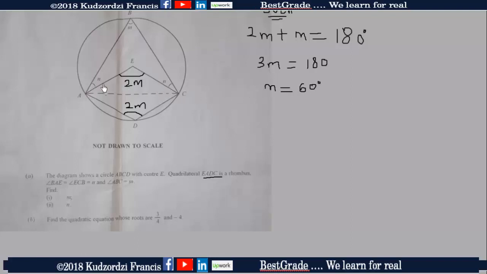We are now left with the value of n. Now note that since this is 60, this will be 120 degrees. So if this is 120 degrees, this is a radius of a circle, this is also a radius of this circle. Therefore it is an isosceles triangle. The base angles of this isosceles triangle are equal. So if this is 120, 2 times 60 will give us 120. So this angle is 120. Therefore we must get the rest to be 60. And since they are equal, each of them must be 30, 30. So 30 here and 30 here.